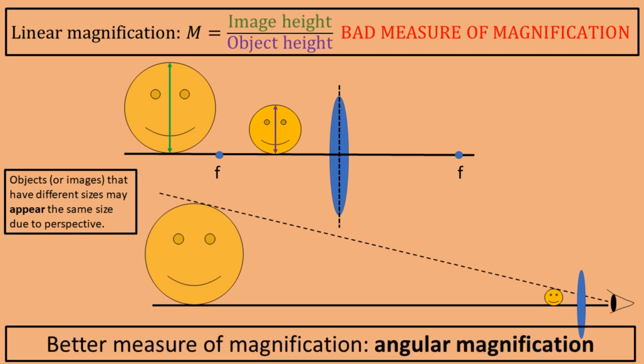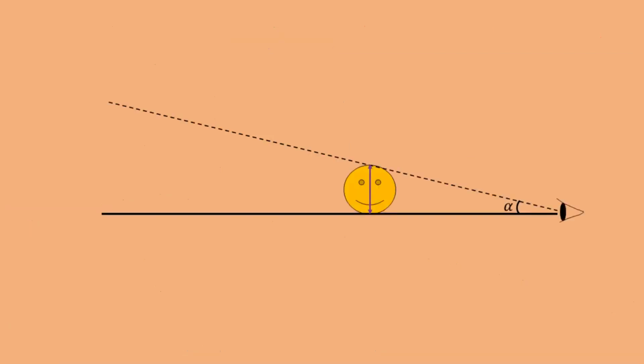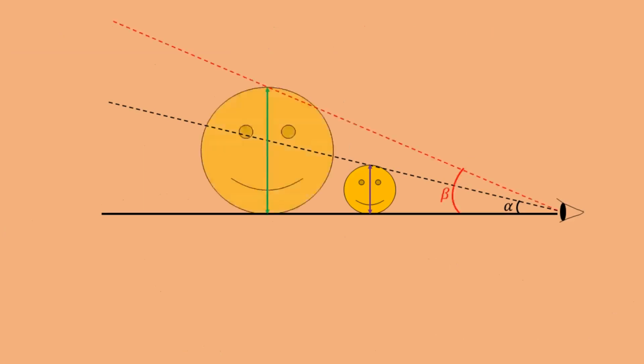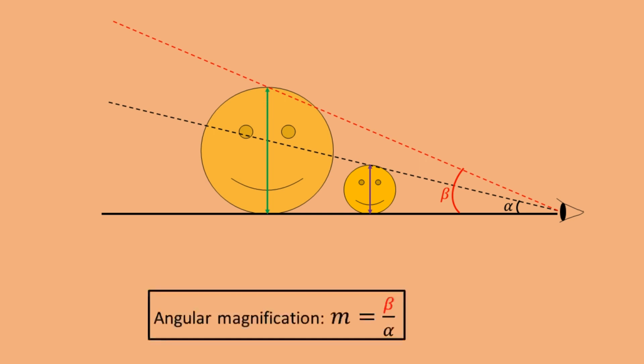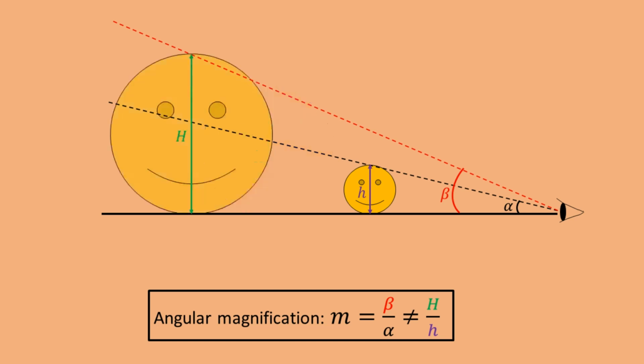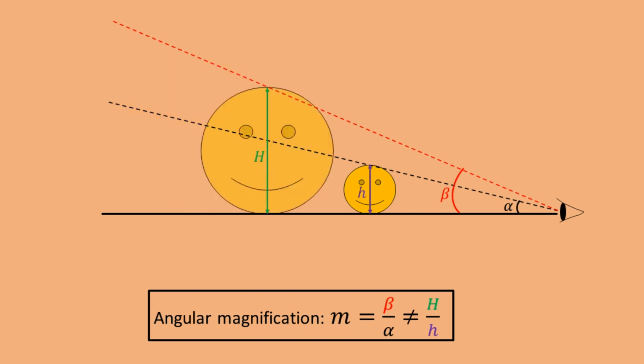This measure is angular magnification. A good measure of the apparent size of an object is its angular size. The angular magnification is defined as the angular size of the image, beta, divided by alpha, which is the angular size of the object when it is viewed with the unaided eye. Clearly, the angular magnification is not equivalent to the linear magnification, since it is possible to have different linear magnifications for the same angular magnification.